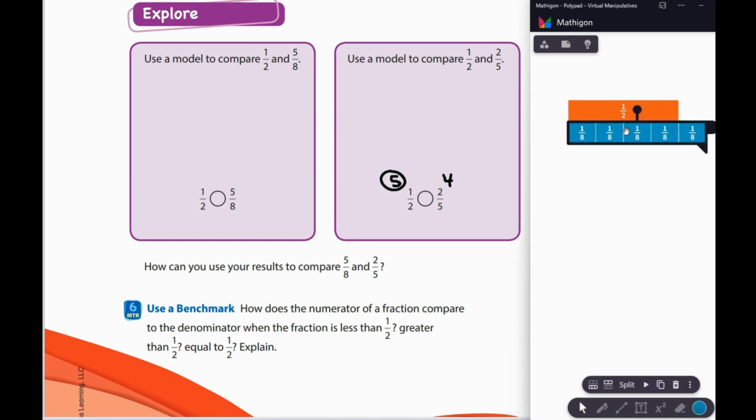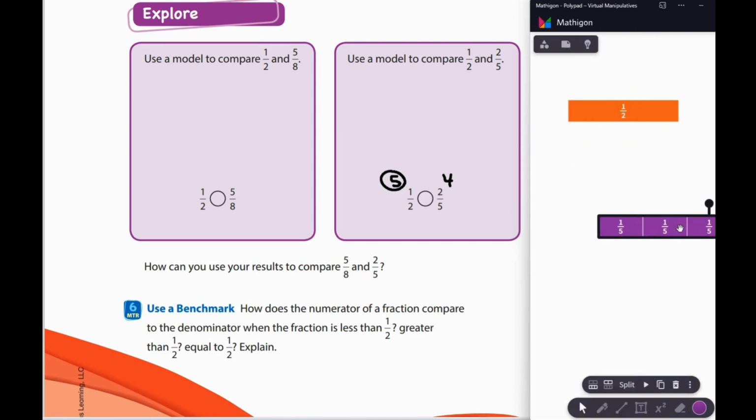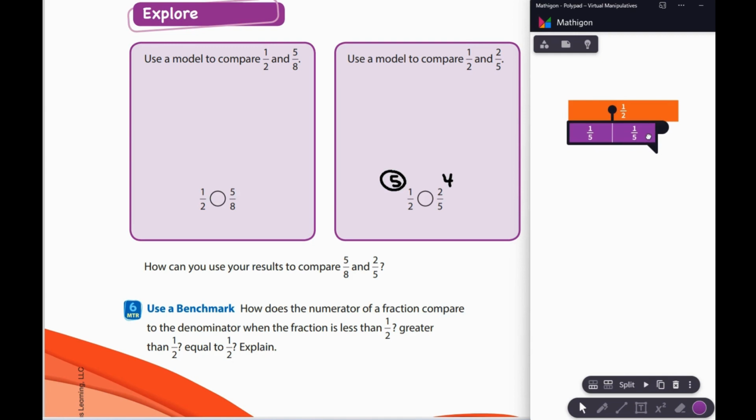And here we have, let me highlight this again. These are our eighths. So I'm going to get rid of these. And let's find our fifths. This is what I need. All right. So I have my fifths. And it's 2/5. So let me line these up. And which one is greater? Correct. 1/2 is greater than 2/5.